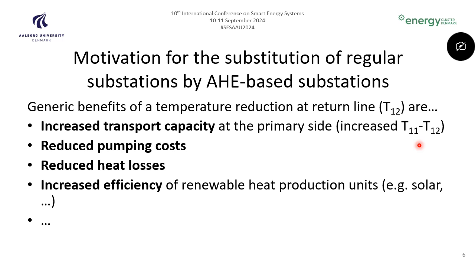principally lower mass flow rate, so we could increase it again to gain this transport capacity to supply our customers. Otherwise, we would have reduced pumping cost because of this reduction in mass flow rate, reduced heat losses, and in some cases an increase of efficiency, for instance when solar thermal installations are present.